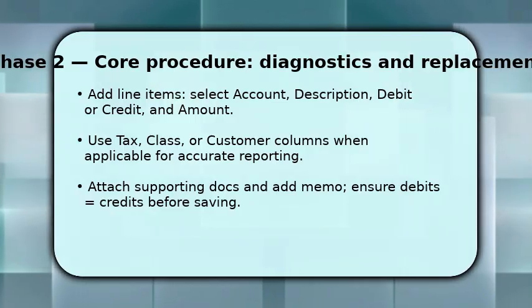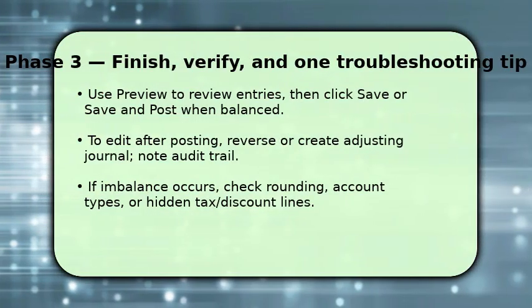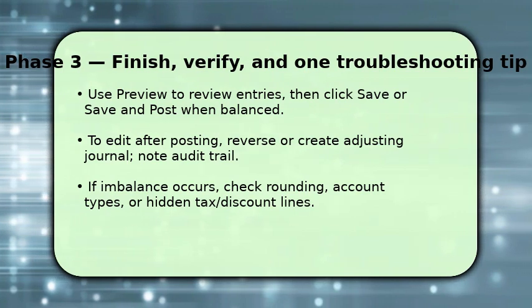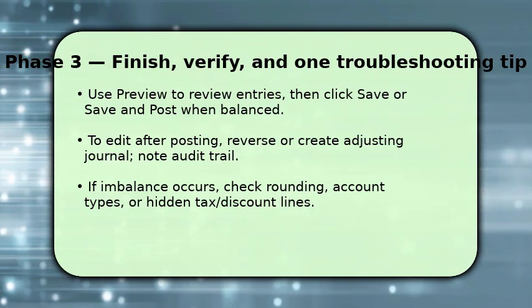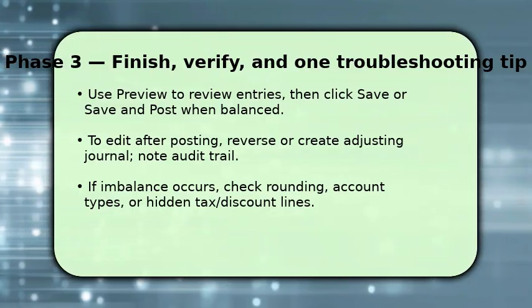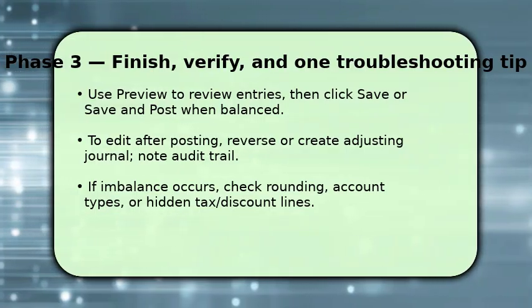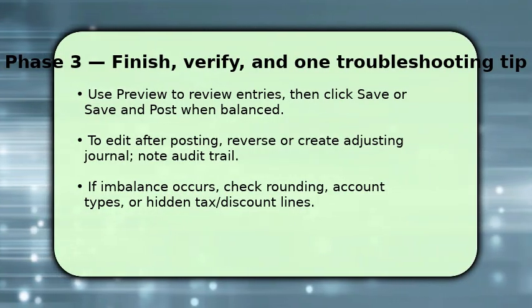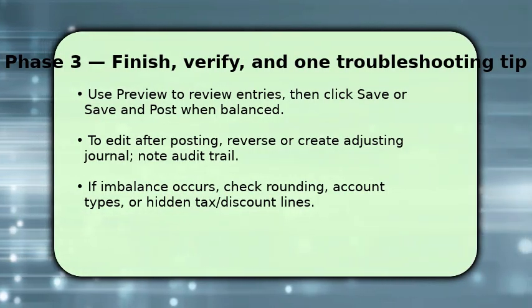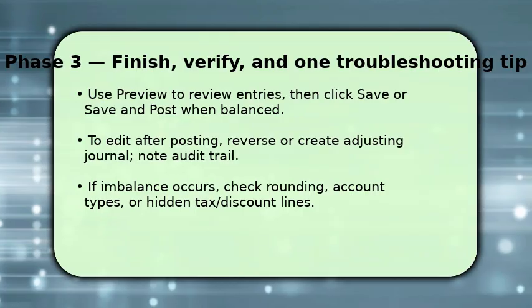Finish by previewing the journal, review dates, accounts, and supporting docs, then click Save or Save and post once debits equal credits. If you need to change a posted journal, create a reversing entry or an adjusting journal so the audit trail remains intact.